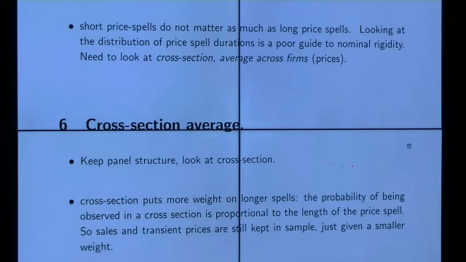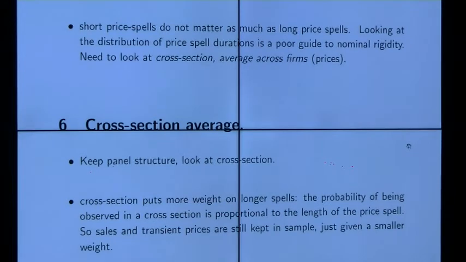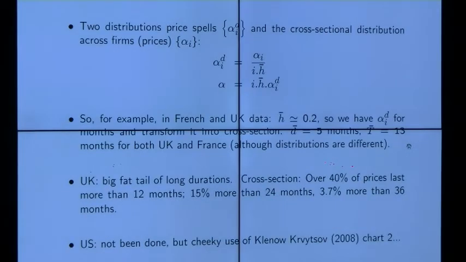So with a cross-section, you keep all price spells in the mix, all durations of price spells, but short durations are given a lower weight. So that's the important thing. And in fact, we can go back and think of sales, for example, in the earlier approach, we just left out sales and gave them a zero weight. In this approach, you keep sales in, even if they only last for 1 month, but you just give them a lower weight.